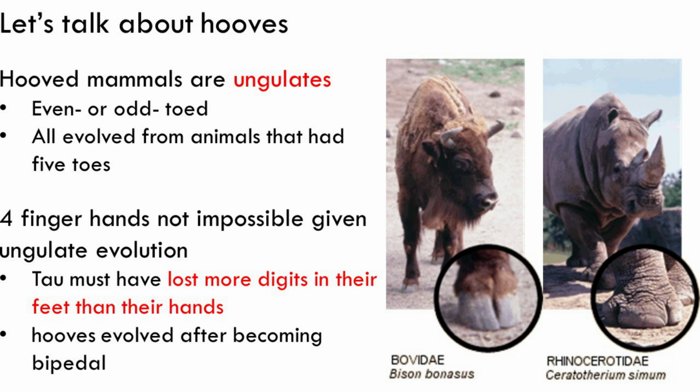So tau must have lost more digits in their feet than in their hands, and then subsequently evolved hooves in their feet, but not their hands, suggesting that tau first evolved this differing number of digits, and then subsequently evolved hooves in those lower appendages and not in their upper appendages. So a little bit of evolutionary theory wrapped in there in how tau ended up having hooves but not on their hands, and exactly why they have 4 fingers as opposed to 5, or just hooves in general.